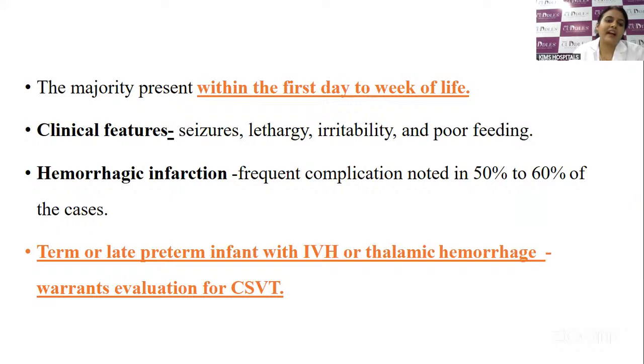The neonates who have this cerebral sinus venous thrombosis present within the first day to first weeks of life. The clinical features include seizures, lethargy, irritability, and poor feeding. The complication is hemorrhagic infarction. It is one of the most common complications, and it is noted in 50 to 60% of the cases. In any term or late preterm neonates who have intraventricular hemorrhage or thalamic hemorrhage, we have to evaluate for cerebral sinus venous thrombosis.